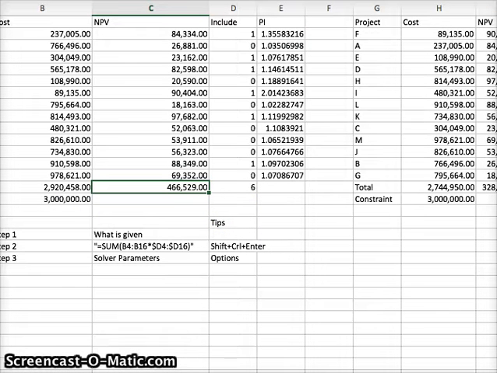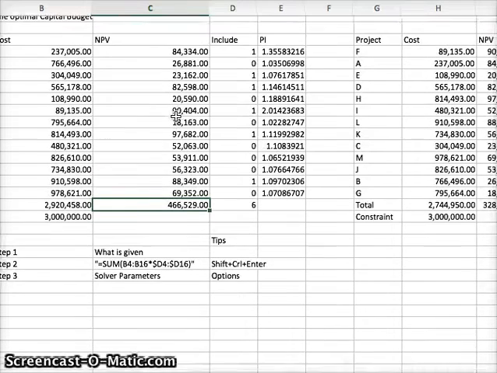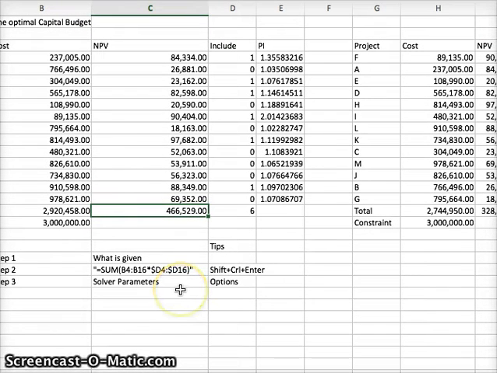And let's see whether linear programming is better than the profitability index. The answer is yes. You can see the cost is 2.9 million, and in here it is 2.7 million. So that is better than the profitability index. And for the net present value, this is 466, but in here it's only 328. So that means the linear programming method works, and it gives us a better result compared with the profitability index. And I hope this is useful to you. Thank you.